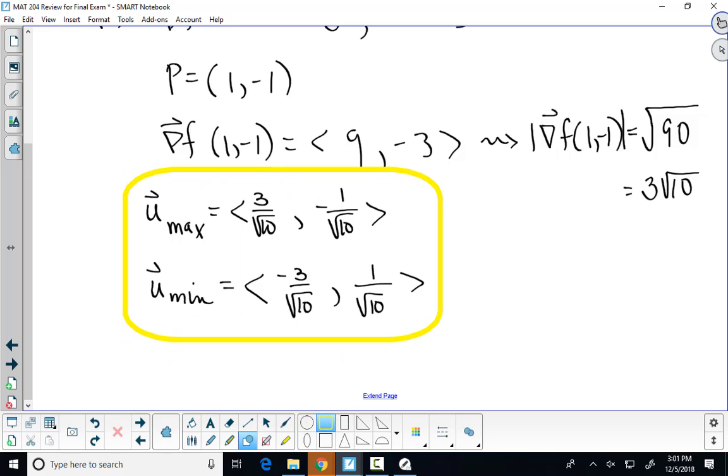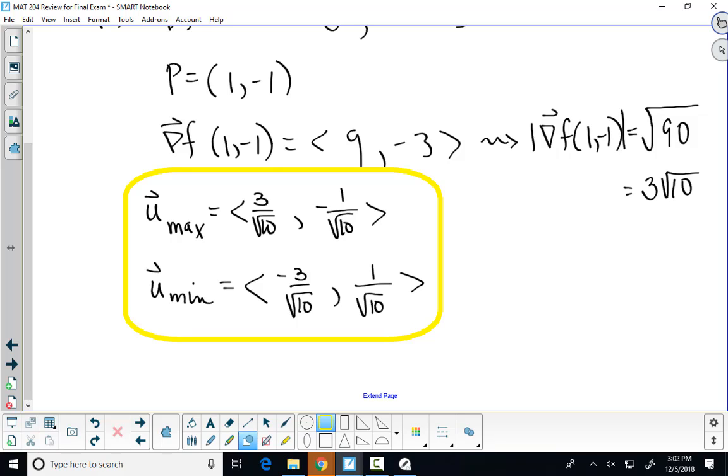What about no change? The gradient is giving you the direction of maximum increase, and the gradient is orthogonal to level curves.